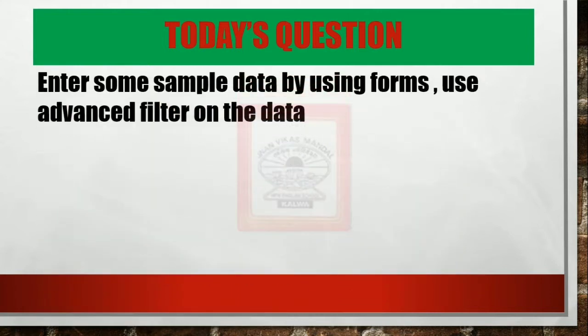Now again today also we are not going to take any specific question, just we will enter some random data. The question we are going to take is a salary record. In that salary record we will take some names, we will enter the department, designation and some salaries of some people, and based on that record we are going to use the advanced filter, and we will understand this advanced filter option. So let's open our Excel.